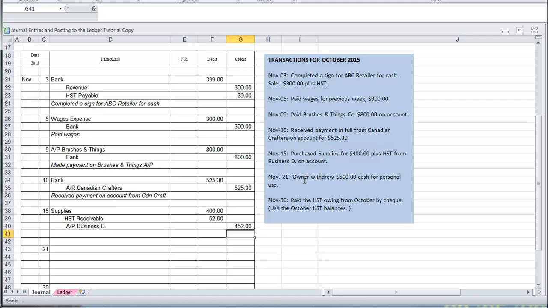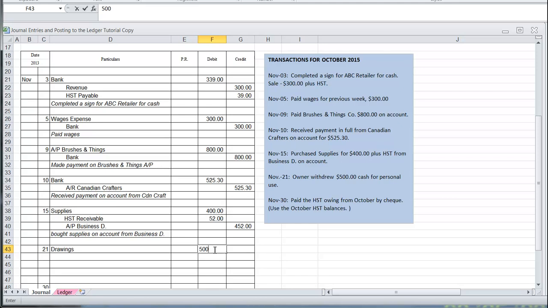November 21st, the owner withdrew $500 cash for personal use. Oh, we need a particular for this, right? So the particular might be something like bought supplies on account from that business. November 21st, the owner withdrew $500 cash. So that would be a drawing. And the drawings would, of course, be $500.